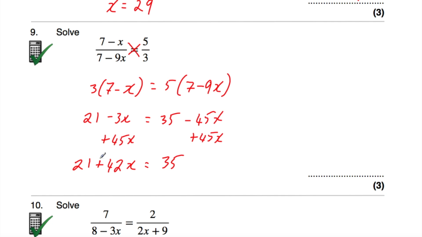Okay, now we want to solve this equation, so we want to get rid of the 21. Actually, I'm just going to write it up here. 21 plus 42x equals 35. We want to get the x's on their own, so let's get rid of the 21. So let's take away 21 and take away 21.